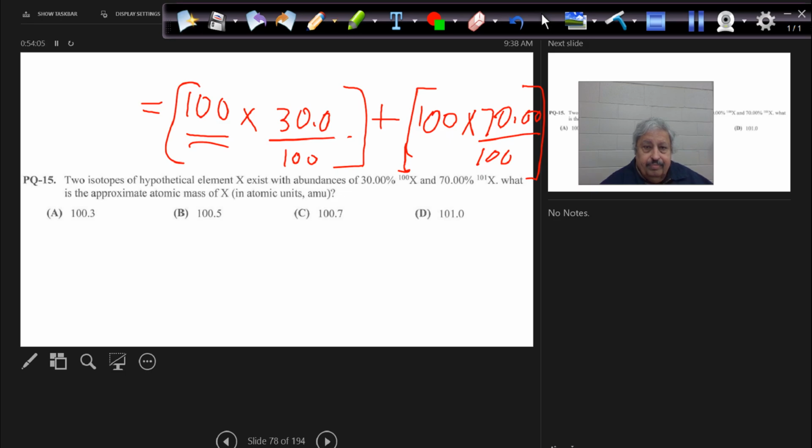So atomic mass multiplied by the abundance, and the abundance has to be divided by 100. So now this is absolute value. So it's not part of the sig figs. So we will have four significant figures because the decimal has 4. So 4 sig figs. So how much is it?